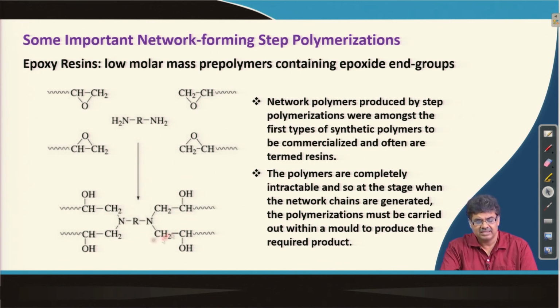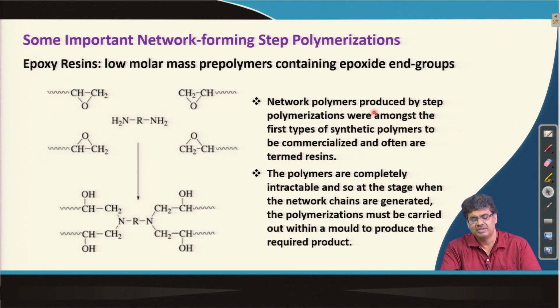Now, as we can understand, once network formation happens, it is difficult to handle because you cannot take it out or reprocess it. So, typically it is done in the mold, in the final shape that you want to give. First the pre-polymers are made in a liquid, then the pre-polymers are added to the mold and the further cross linking reaction happens using this type of cross linker.